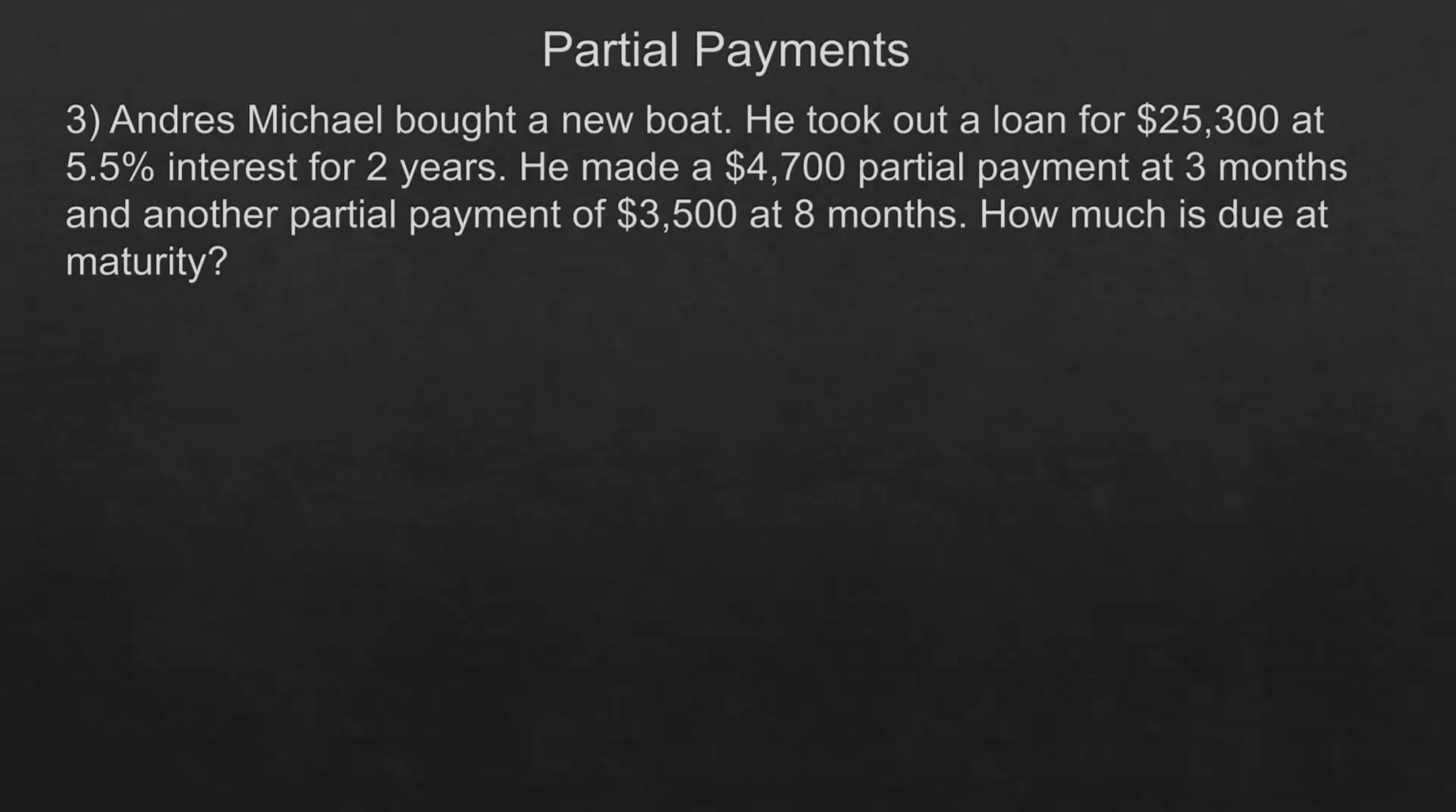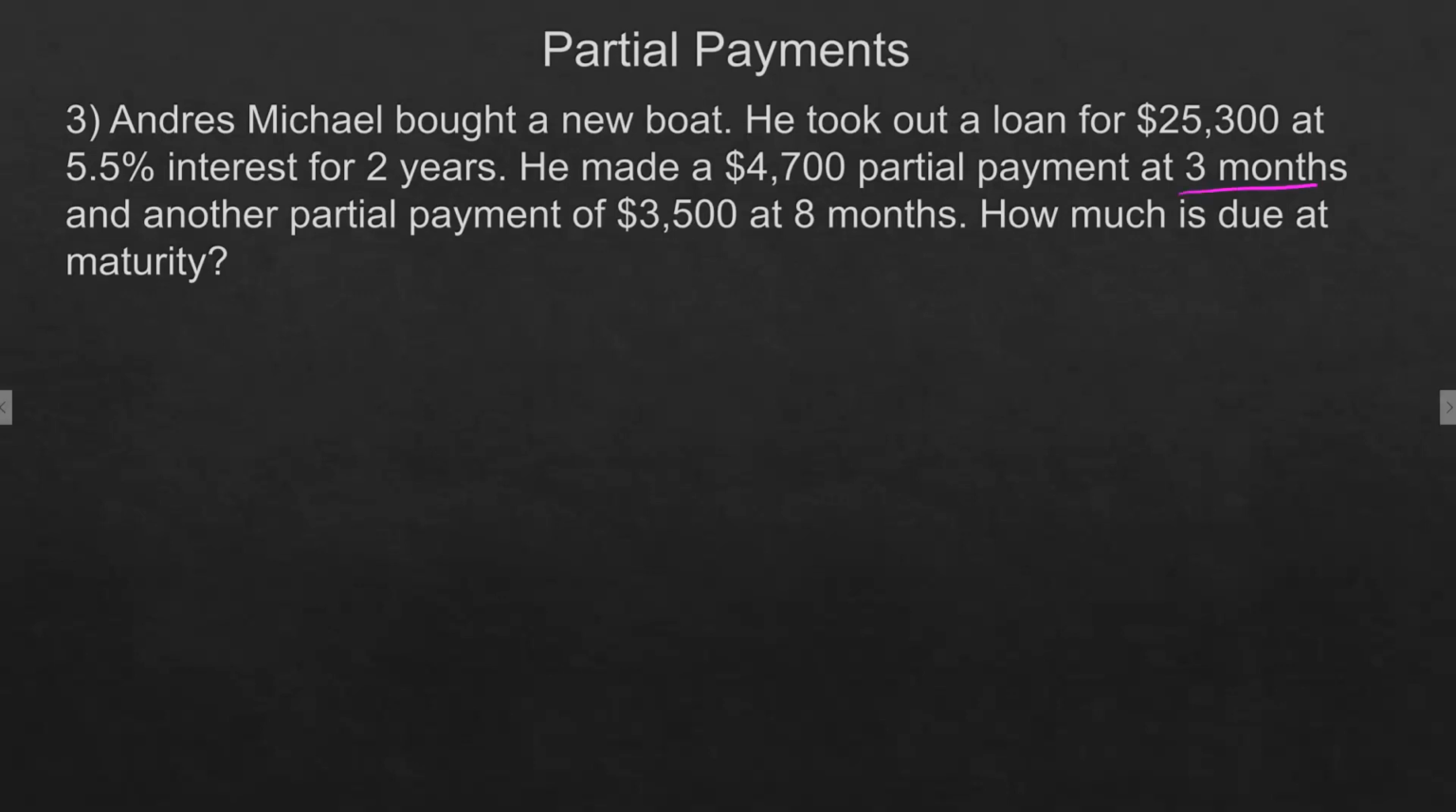This is section 16.3 and we're still talking about partial payments. This is the last example for this lesson. Alright, Andreas bought a new boat. He took out a loan for $25,300 at 5.5% interest for 2 years. He made a $4,700 partial payment at 3 months.